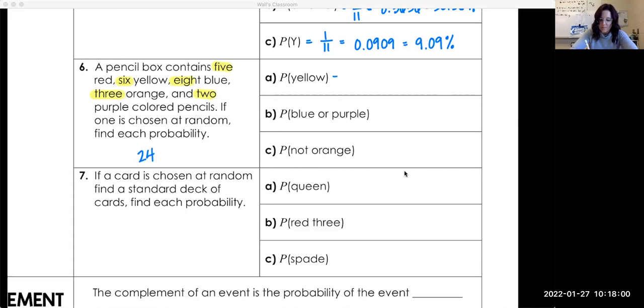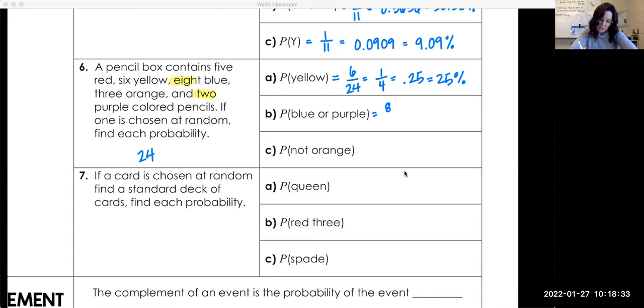So the probability we pick a yellow pencil would be the number of yellow, 6 out of 24. That's a probability of 1/4, which is 0.25 or 25%. What's the probability that we pick blue or purple? Well, there are 8 blue and there are 2 purple. So that gives us a possible of 8 ways.